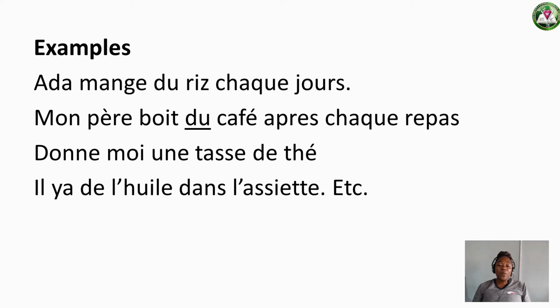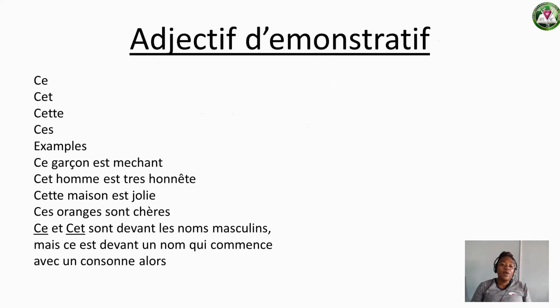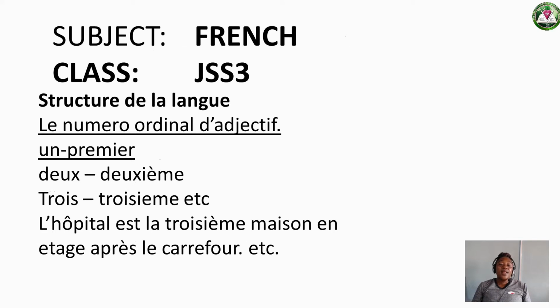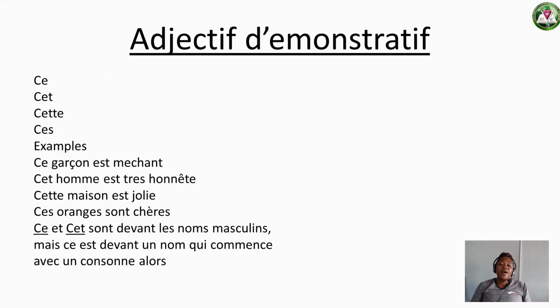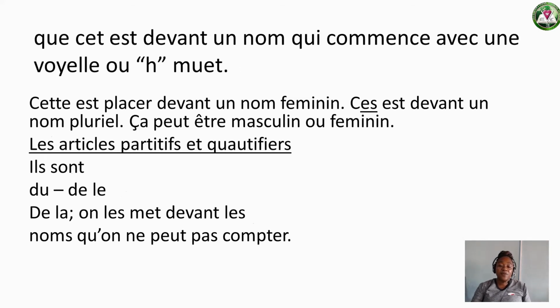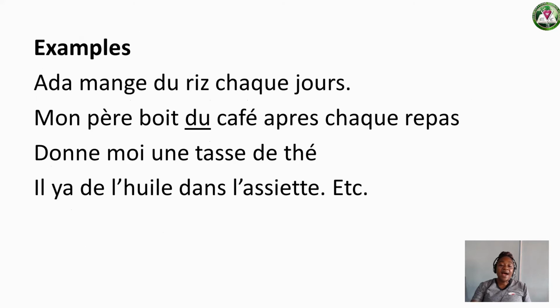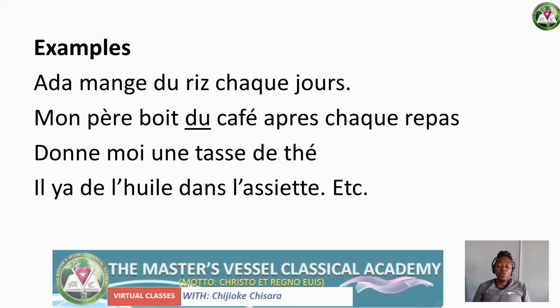Now, what are you going to do for me? You will write five sentences with le numéro ordinal d'adjectif. Number two, you will write five sentences with l'adjectif démonstratif. And at last, you will write five sentences with les articles partitifs et quantifiés. After writing these sentences, make sure to translate them into English. Remember, you are writing them in French. After writing them in French, you translate them to English.